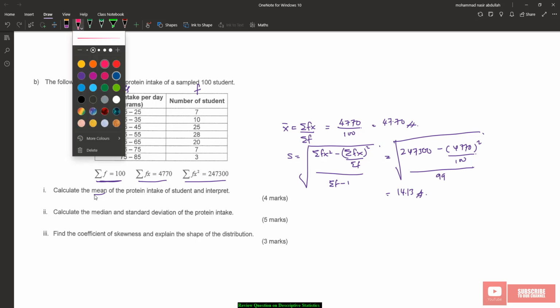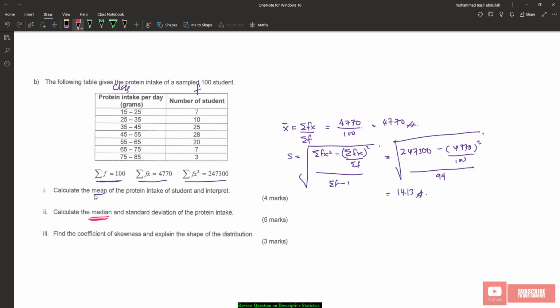So next, we're going to calculate the value for median. If you look at this data, we have range classes, right? Classes in the form of ranges. So to find the median, first we need to create a column and calculate the cumulative frequency. The cumulative frequency starts from before the first class. So 0 plus 7 is 7, 7 plus 10 is 17, 17 plus 25 is equal to 42, 42 plus 28 is equal to 70, 70 plus 20 is equal to 90, then 100.